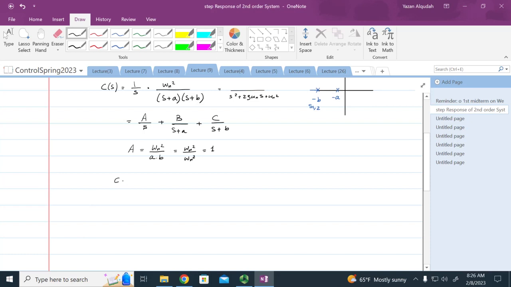So we can calculate the inverse Laplace, and we're going to get C of t equal to 1 plus B multiplied by e to the negative a multiplied by t plus C multiplied by e to the negative b multiplied by t, multiplied by u of t. Agree? The inverse of these terms here.